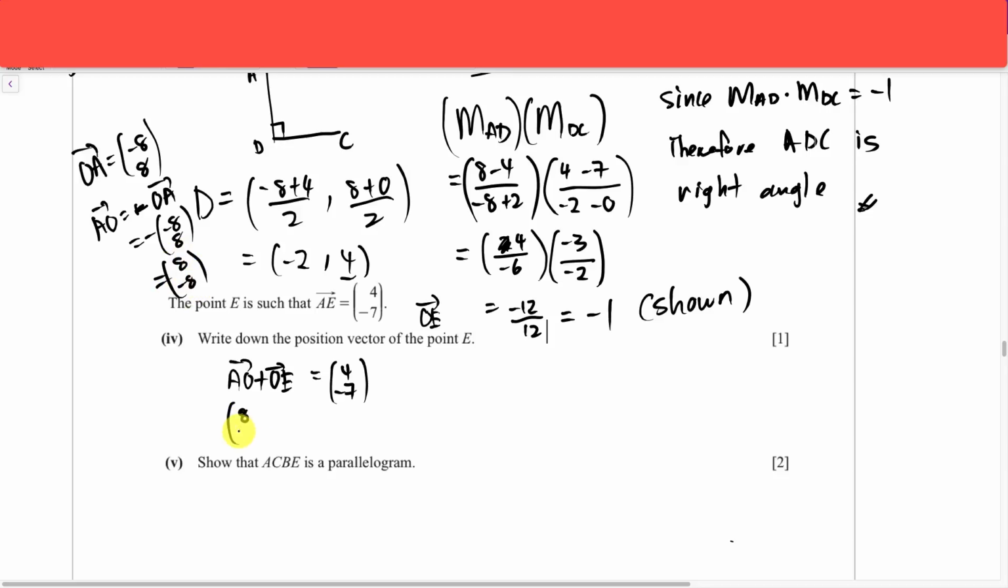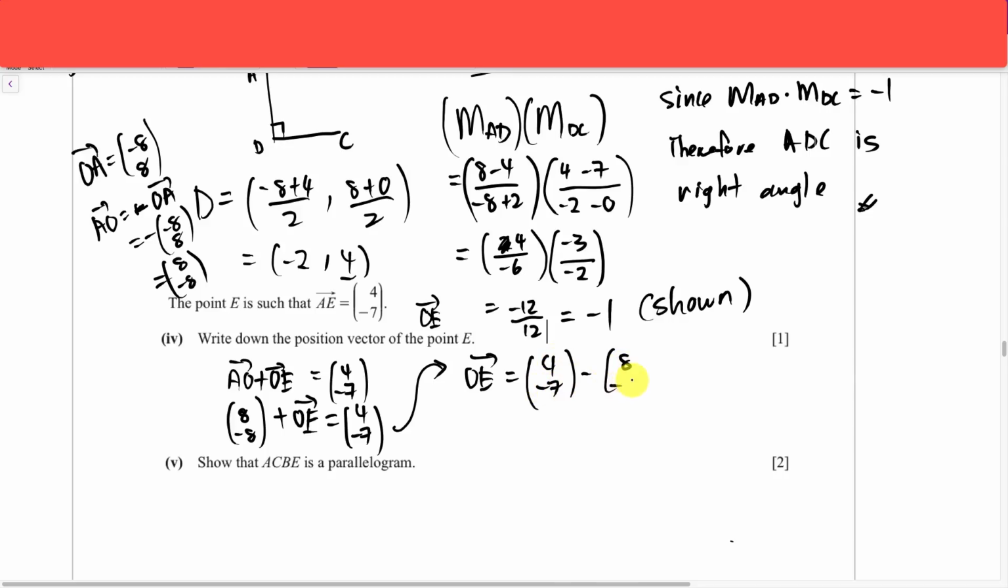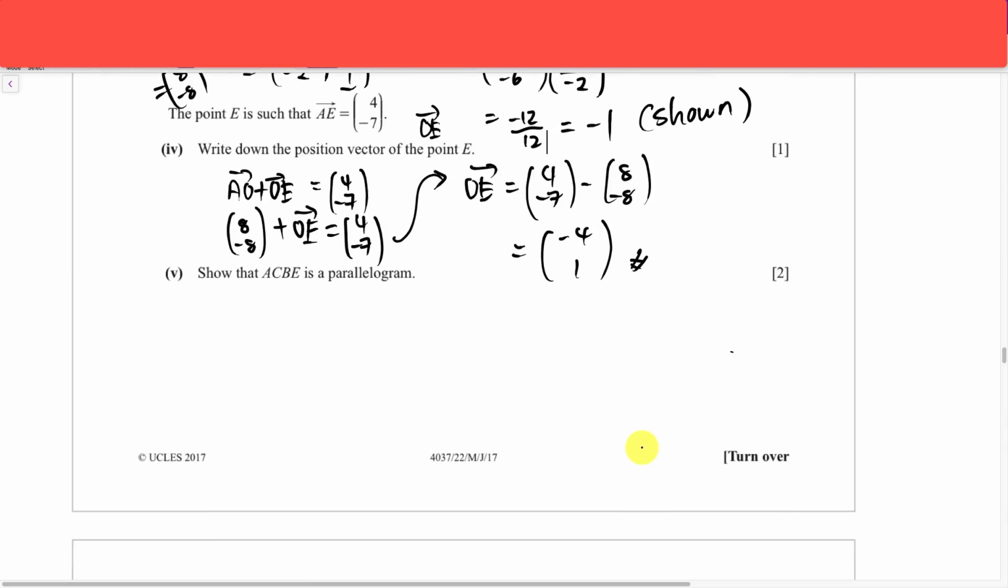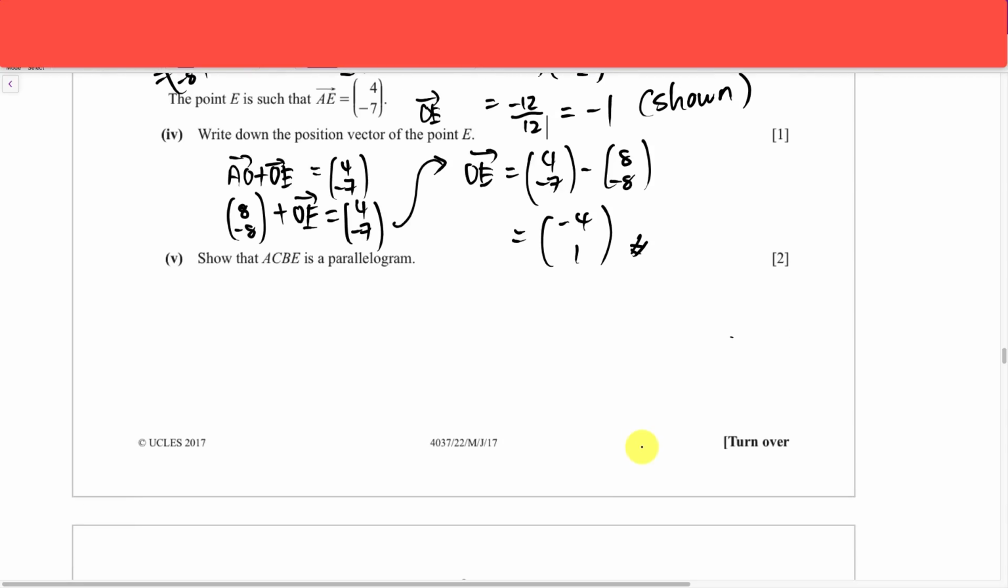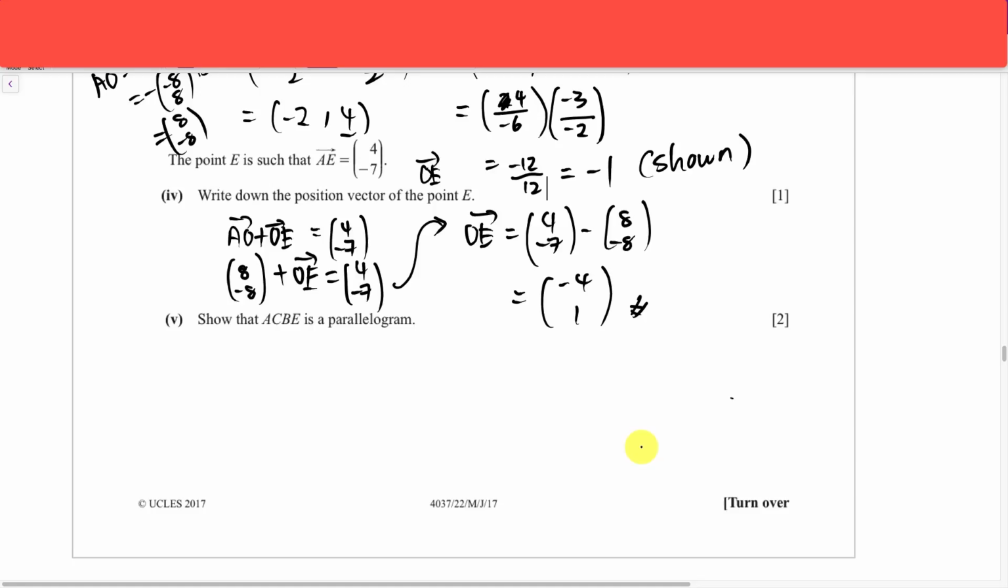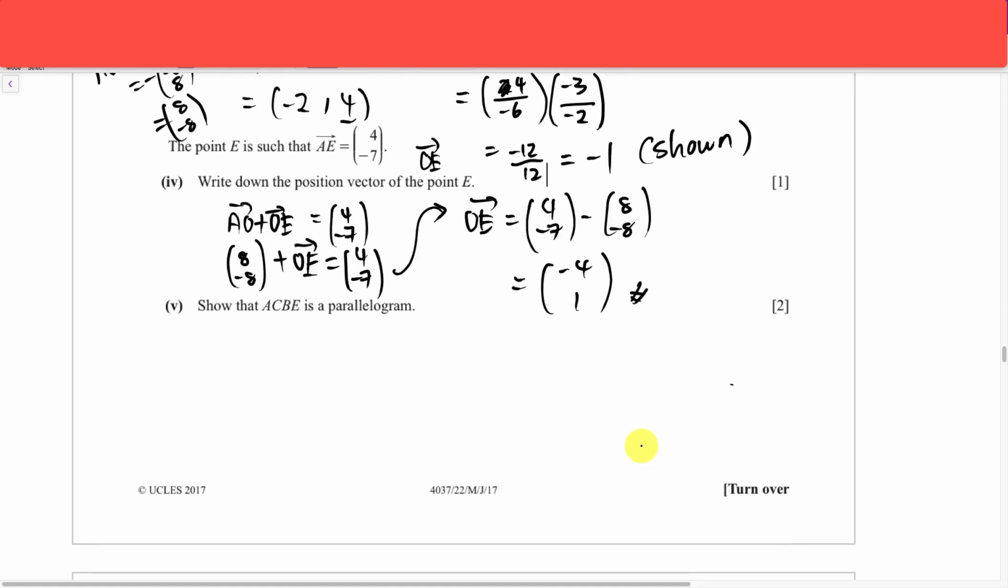So this one should be 8 and negative 8 plus OE, which is position vector of E, equals to 4 and negative 7. This one you just move around. So OE basically you will get 4 and negative 7 minus 8, negative 8. So you should get negative 4 and 1. Alright, just one mark. Of course you can do the coordinate method if you want, but I prefer the vector method. Yeah, you can draw out the coordinates and see how it actually moved.